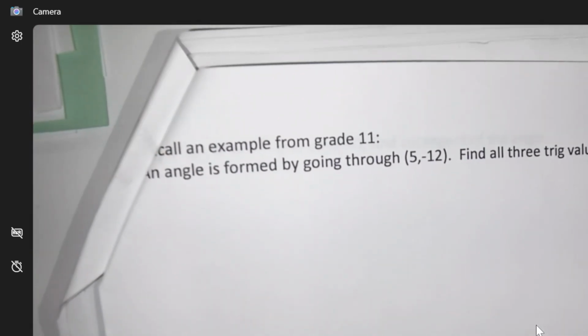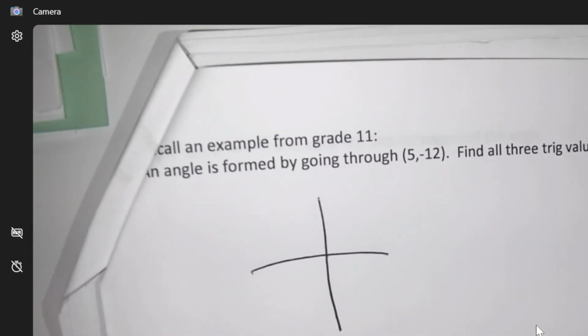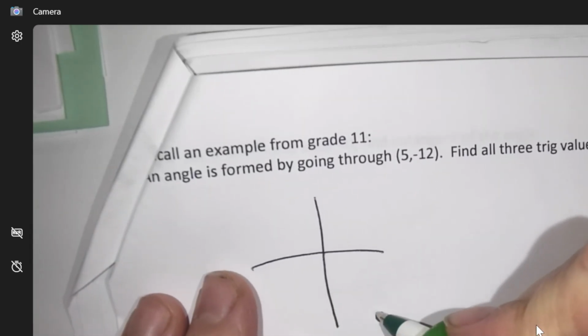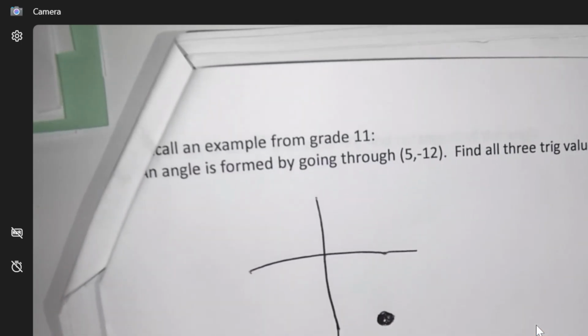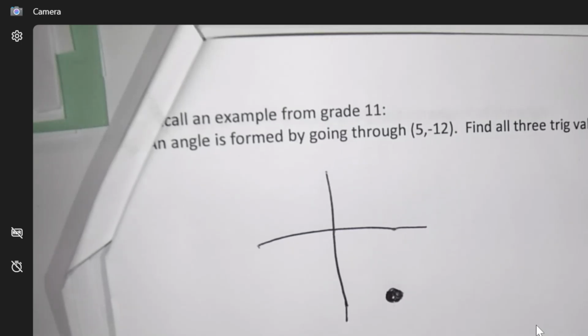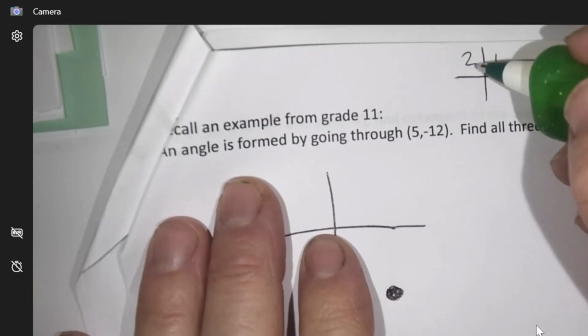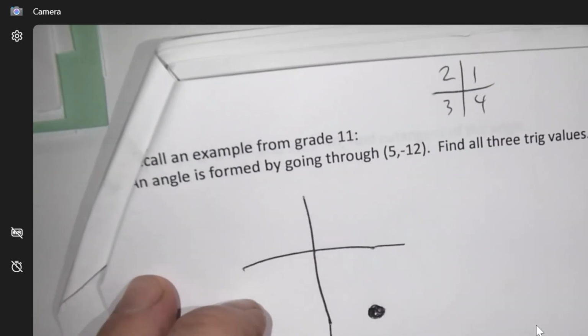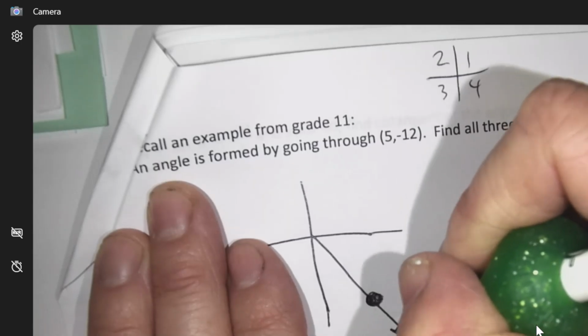Okay, so grade 11 question. We have an angle that goes through the coordinate 5, -12. So where is 5, -12? Draw a coordinate in which quadrant? Do you remember this quadrant number? 4. 1, 2, 3, 4. So you're in quadrant 4.